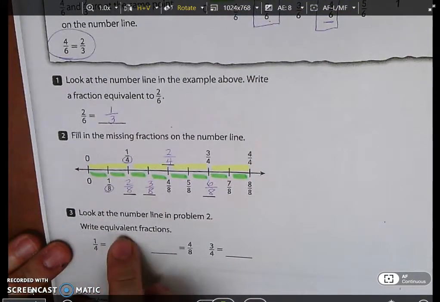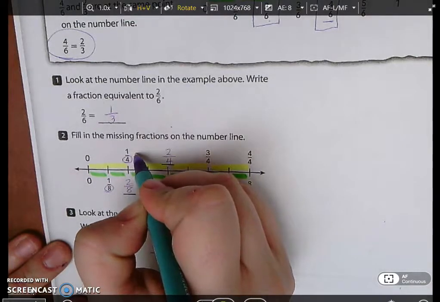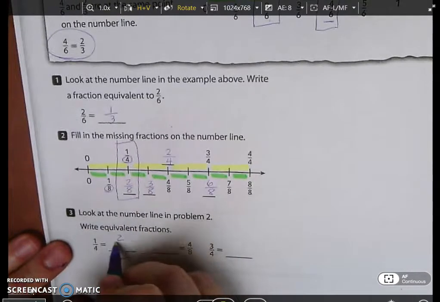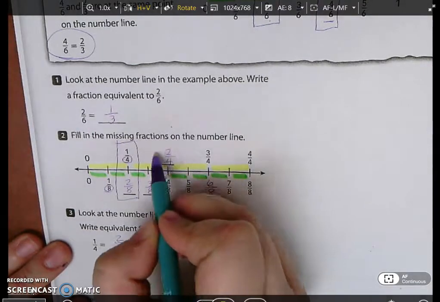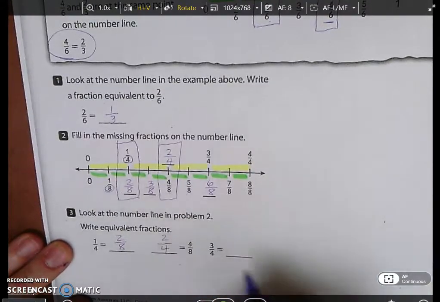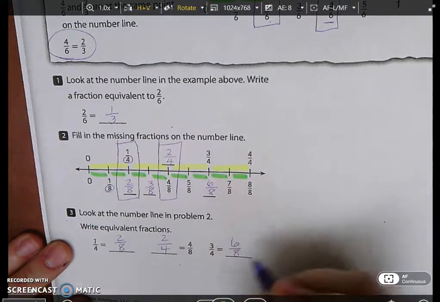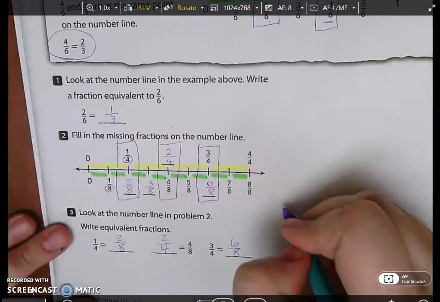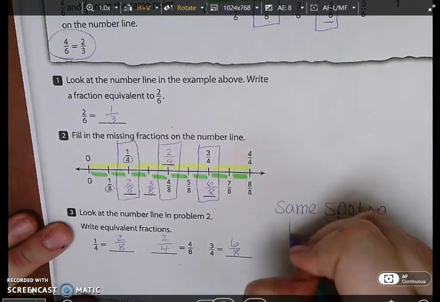So it says write equivalent fractions. So first, 1/4 is equal to what? So if I come up to my number line, here's 1/4. And I see that it's in the same spot as 2/8. Here I've got 4/8, and that's at the same spot as 2/4. And 3/4 is at the same spot as 6/8. So those are equivalent. Those are equal. Those are the same size. So the important part is that they are at the same spot on the number line.